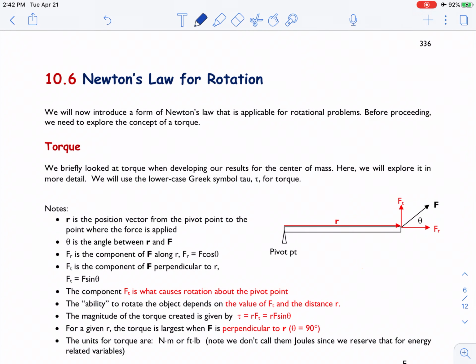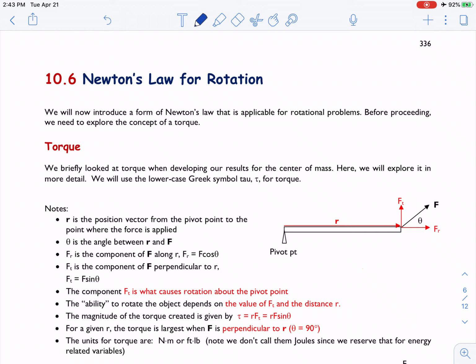Okay, next section is about Newton's law for rotation. And we are going to practice what we did. We are just laying out the concepts first. And to be able to apply Newton's law, first of all, we need to understand the torque concept.